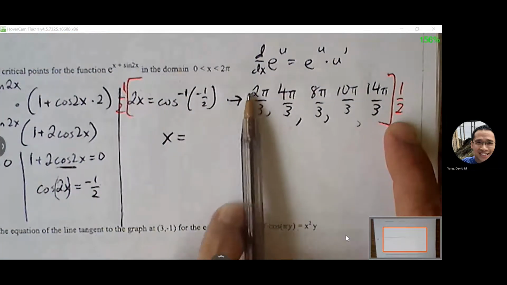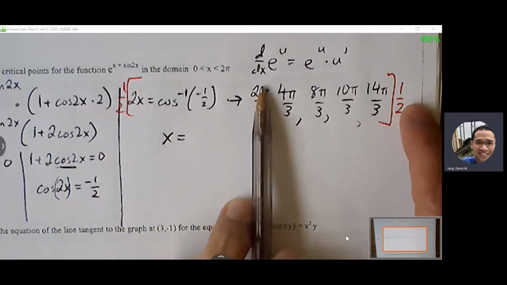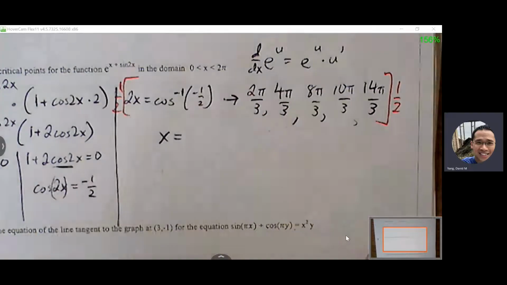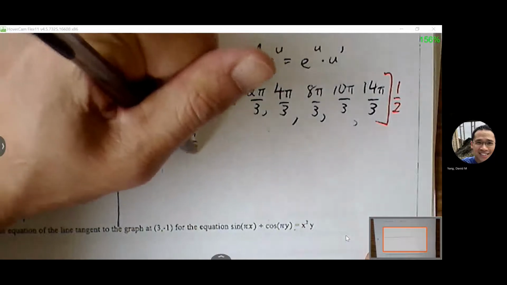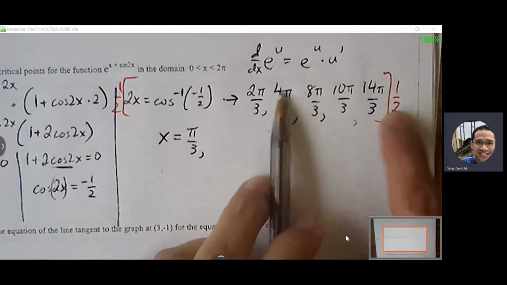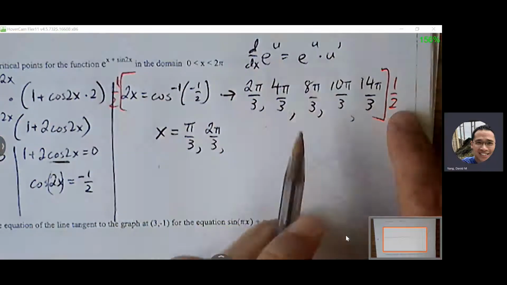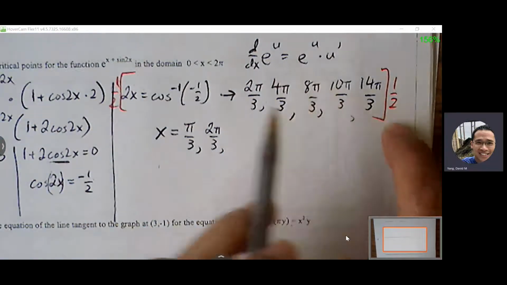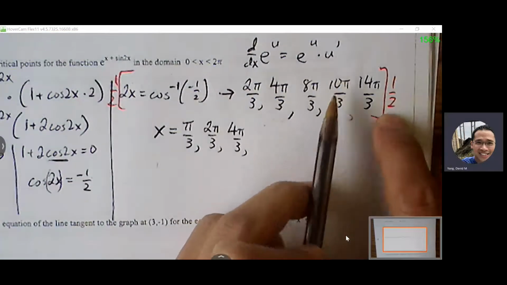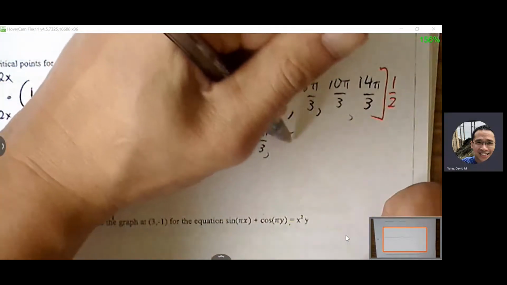Okay, 2 pi over 3 divided by 2. This is really 2 pi over 6, but if I just look at the numerator and try to cancel the numerator out, it makes it a little bit easier here. So this gives me just pi over 3. 4 and 2 can reduce to be just 2 pi over 3. 8 and 2 can reduce. 10 and 2 can reduce. And finally, 7 pi over 3.